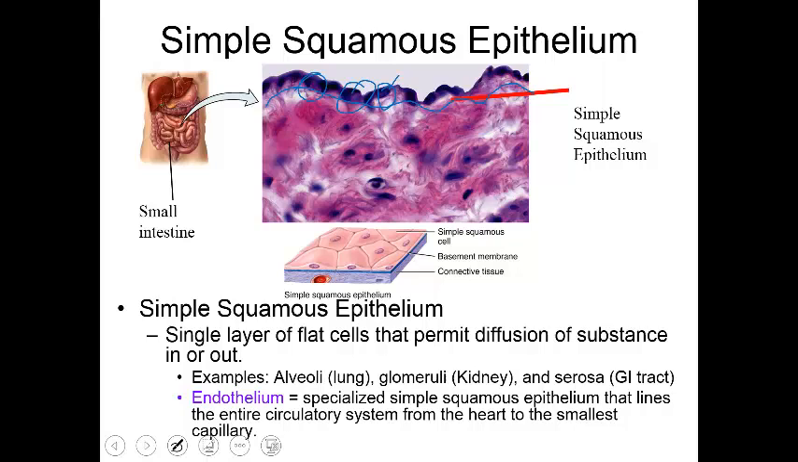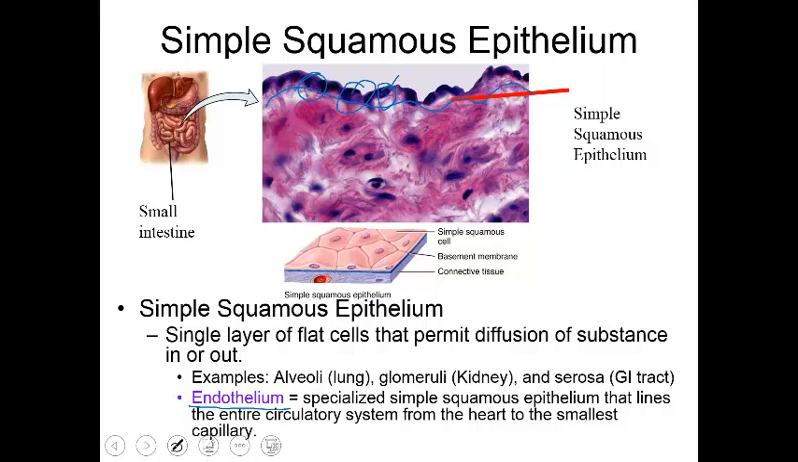Now places where you would find simple squamous epithelium. Your blood vessels. Blood vessels are your arteries and veins and the blood capillaries. They carry oxygenated blood to every cell in your body. They take deoxygenated blood back. Now, each of your blood vessels, no matter how big, no matter how small, are lined by a simple squamous epithelium. And that is referred to as the endothelium. So endothelium is a type of simple squamous epithelium that lines your entire circulatory system.